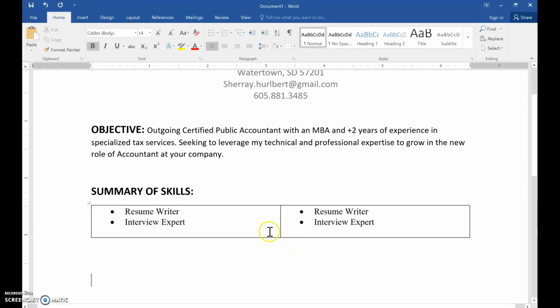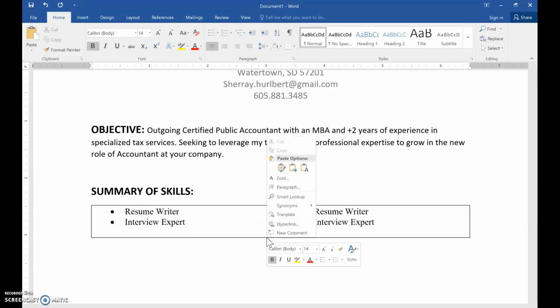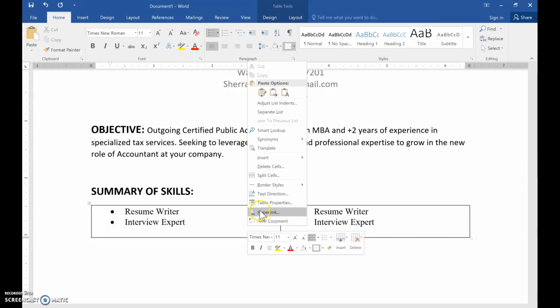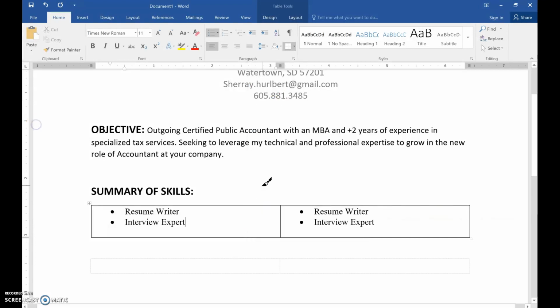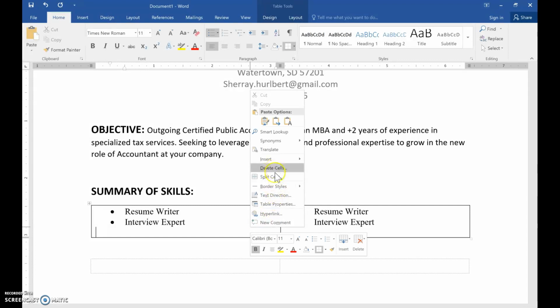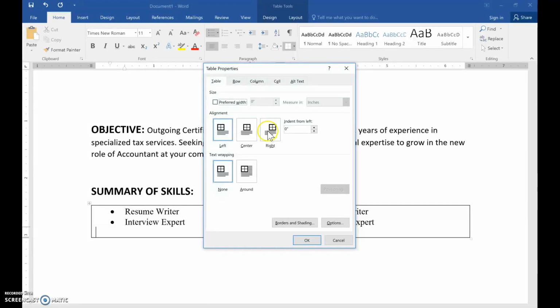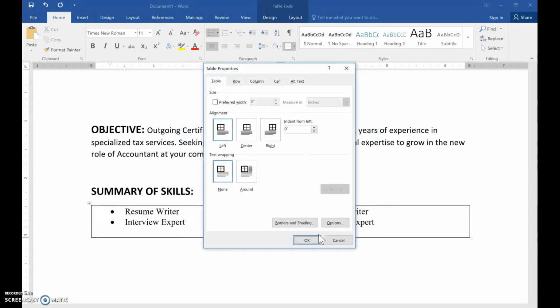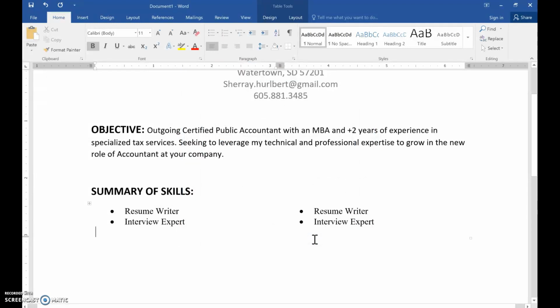Okay, so I am ready now to get rid of the border. I right-click on my table and do border styles. Nope, that is not correct. I right-click on my table and do table properties, and I do down here borders and shading, and I click none, and my borders should disappear. There we go. That's how you manage columns on a resume.